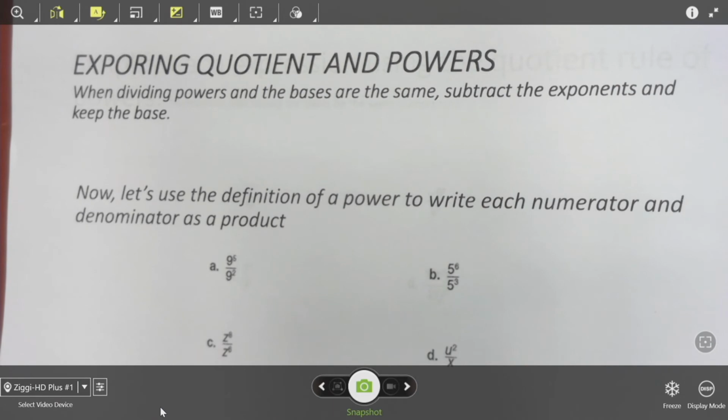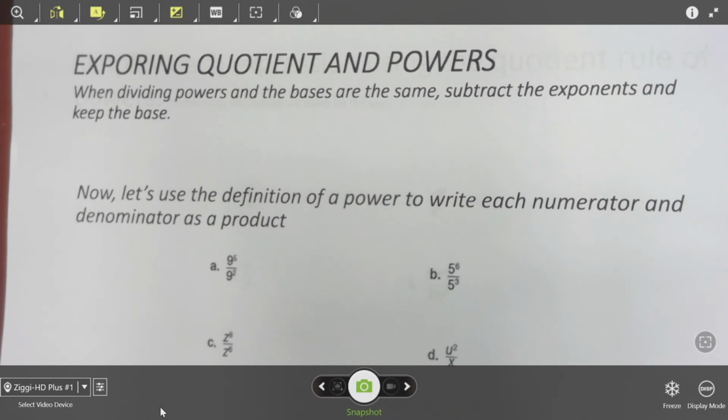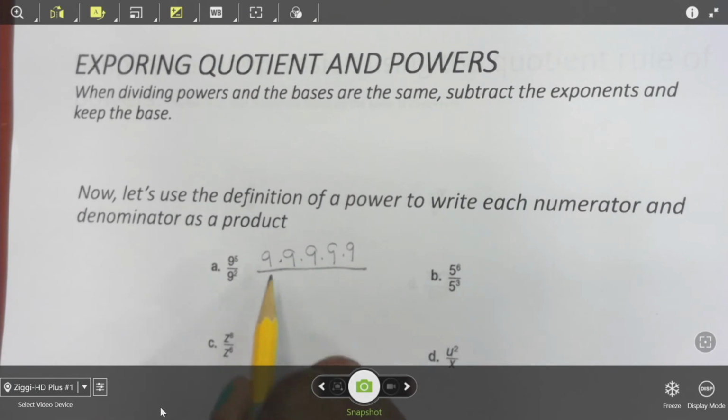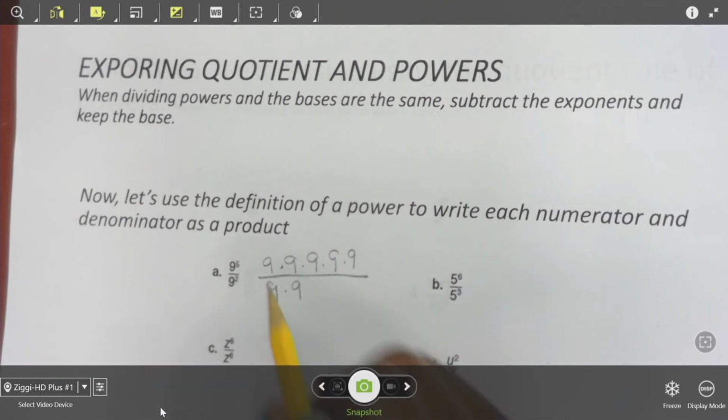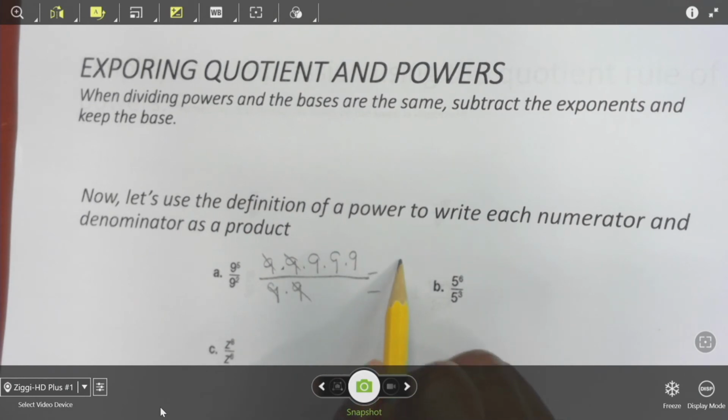Okay. Let's use the definition we used earlier. Let's expand it and see what we have here. So this says 9 to the 5th power. So 9 is going to be expanded 5 times in the numerator and 2 times in the denominator. Okay? Remember how we can simplify? Let's see. This one cancels and this one cancels. What am I left with? 9 to the 3rd power over 1. Oh, so 9 to the 3rd power.